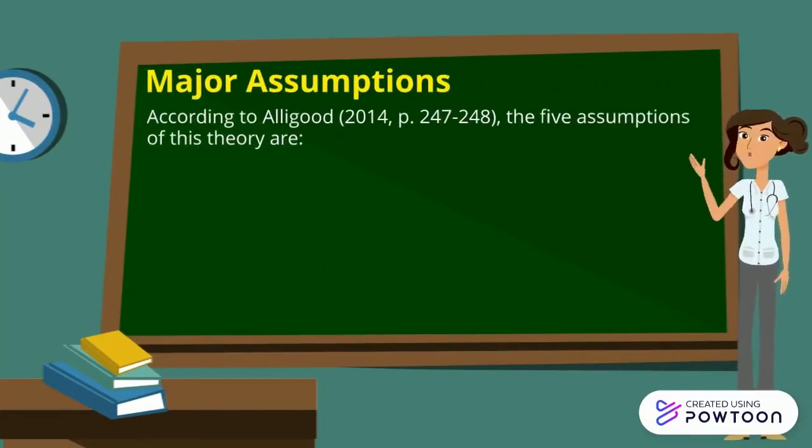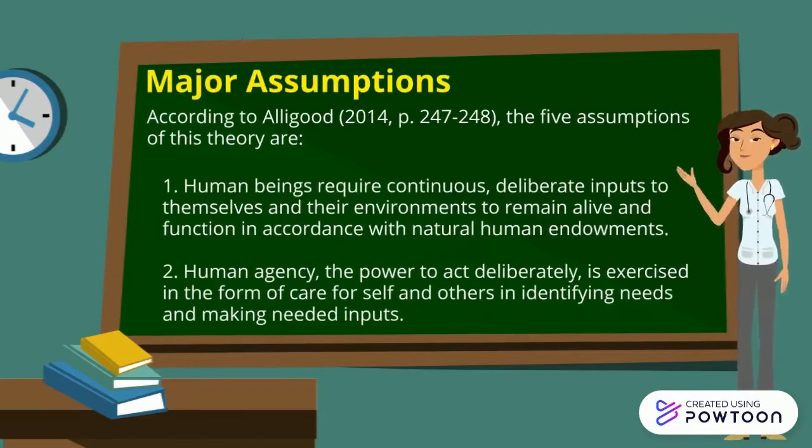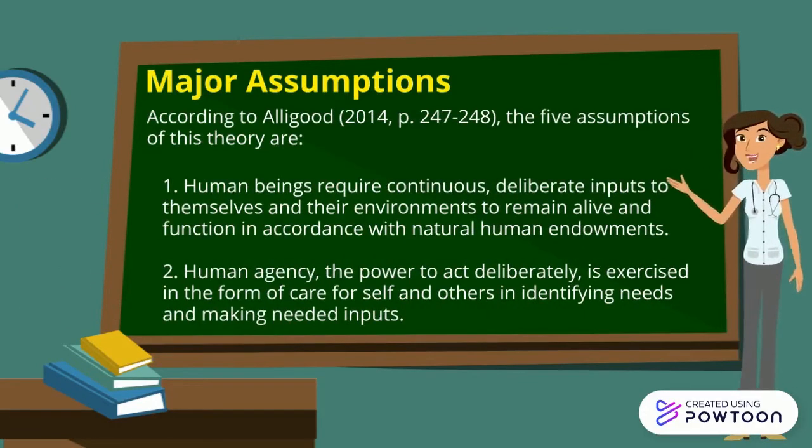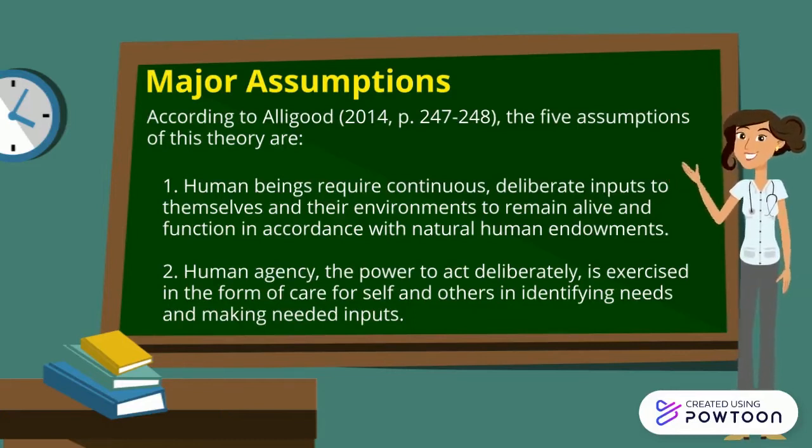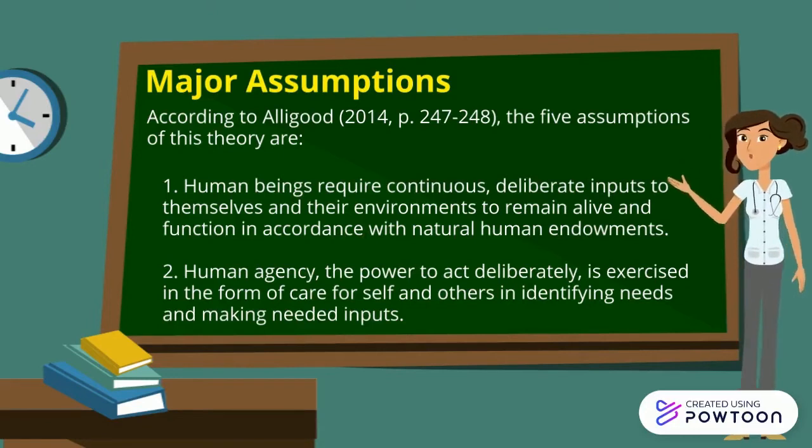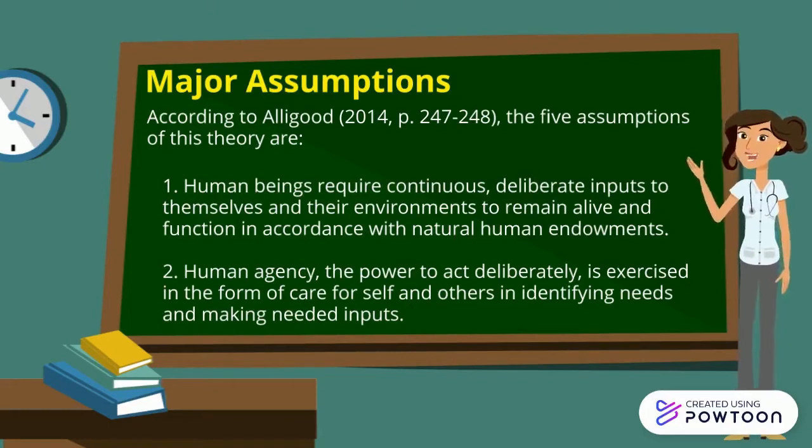According to Alligood 2014, the 5 assumptions of this theory are: human beings require continuous, deliberate input to themselves and their environments to remain alive and function in accordance with natural human endowments. Human agency, the power to act deliberately, is exercised in the form of care for self and others in identifying needs and making needed inputs.